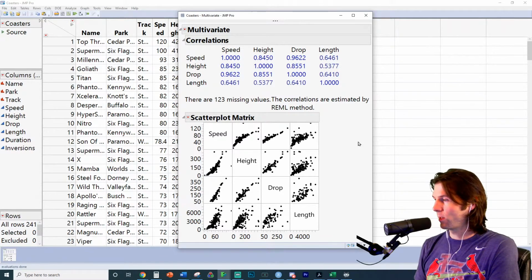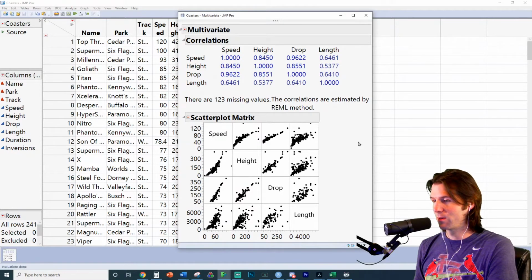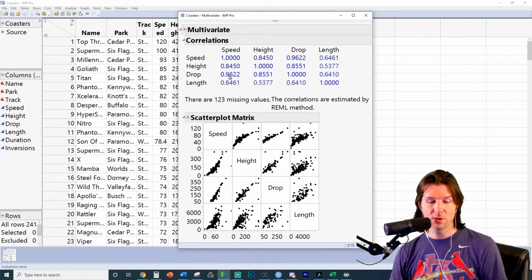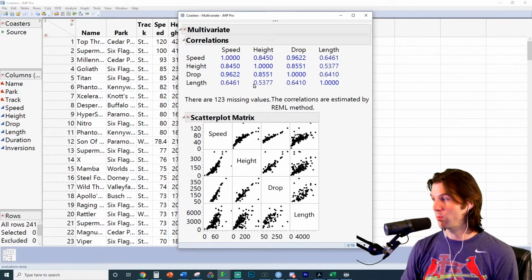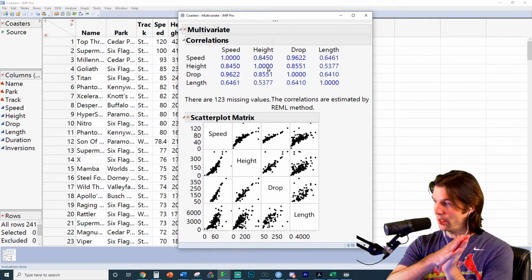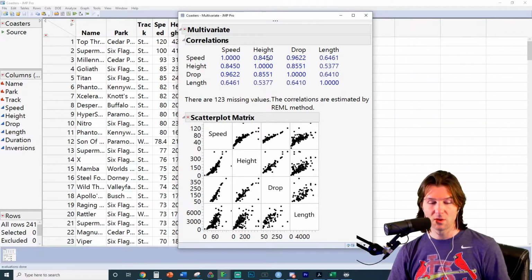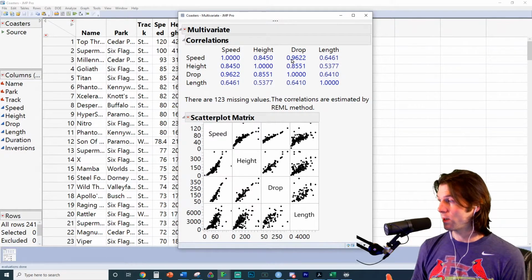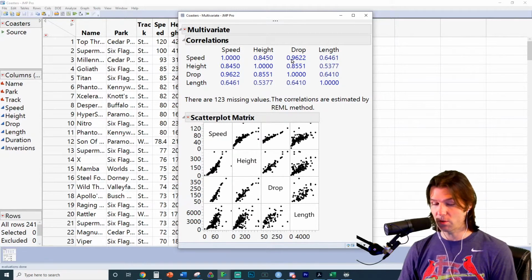And this is all about correlation right here. The values between what and what have the strongest correlation? Speed and drop, bingo. And if this was negative, it wouldn't matter. It'd still be just as strong if it was negative. So the speed and the drop, and we could look over here. This is actually symmetric. If you were to fold it over, it would be the same values on either side. So speed and drop have the strongest correlation, and correlations closer to -1 or 1 are stronger.